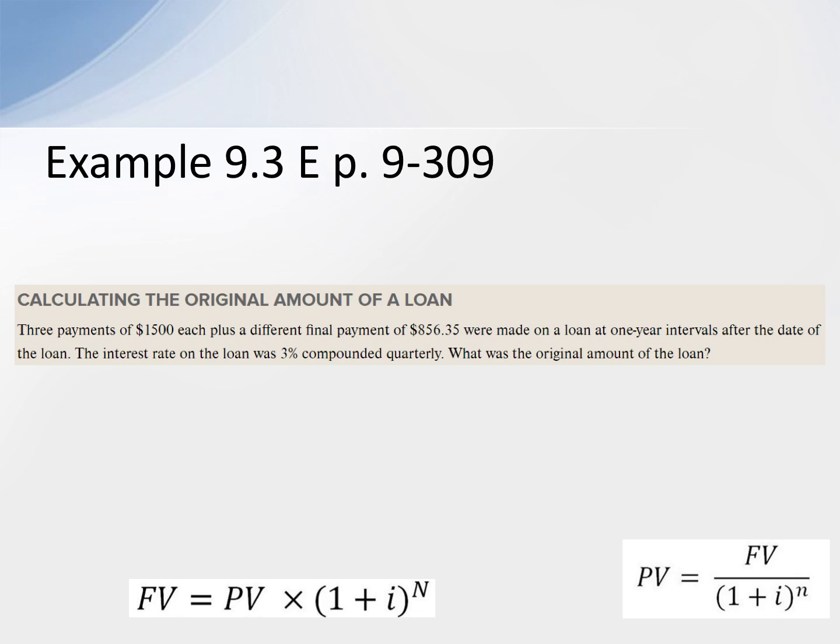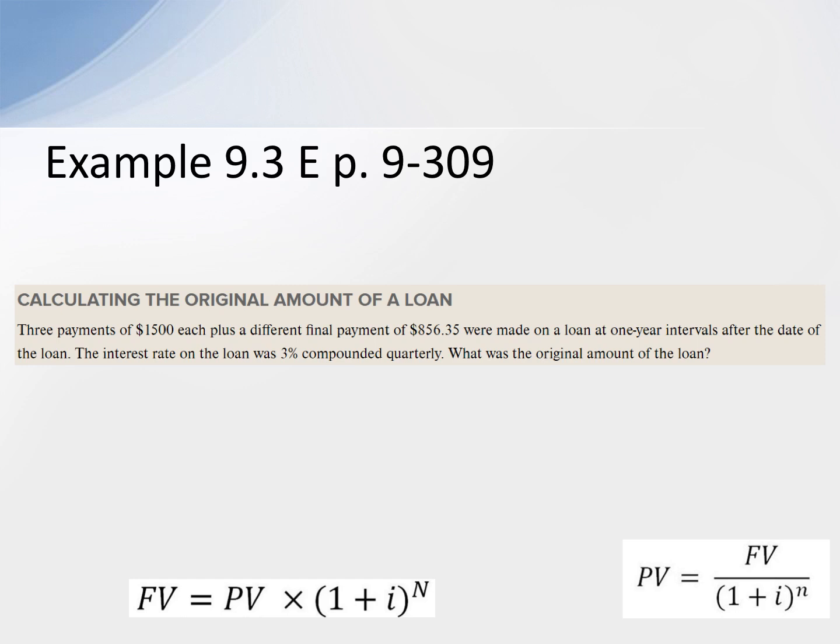In this question, we are asked to calculate the original amount of a loan based on payments that we are told. Here we have 3 payments of $1,500 each, plus a different final payment of $856.35. These payments were made on a loan at 1 year intervals, so that's 1 year apart after the day of the loan. The interest rate on the loan was 3% compounded quarterly. What was the original amount of the loan?